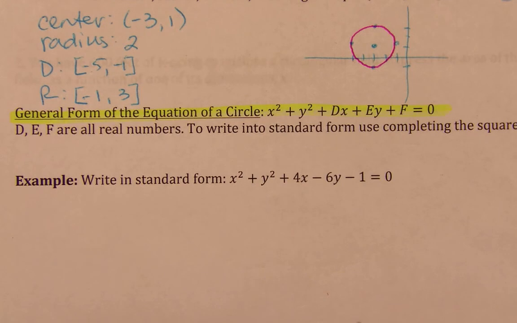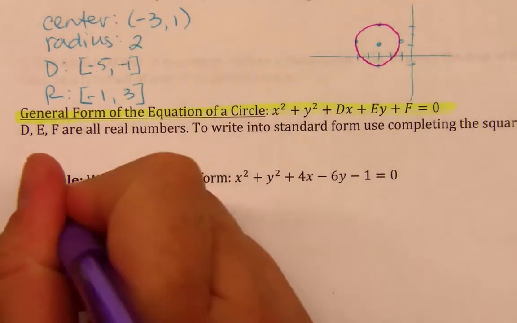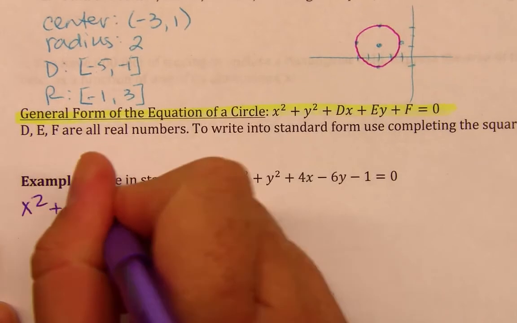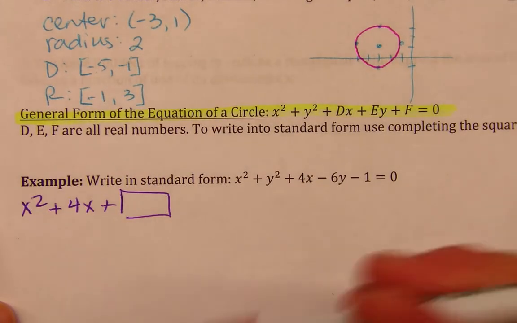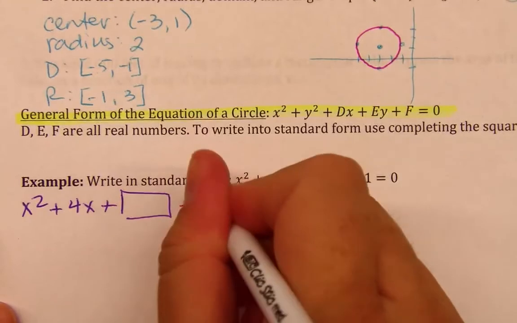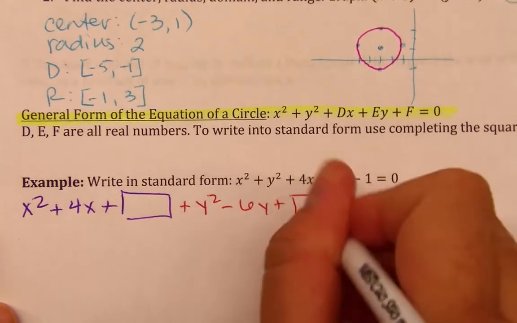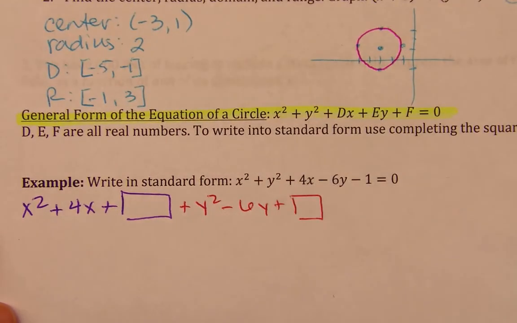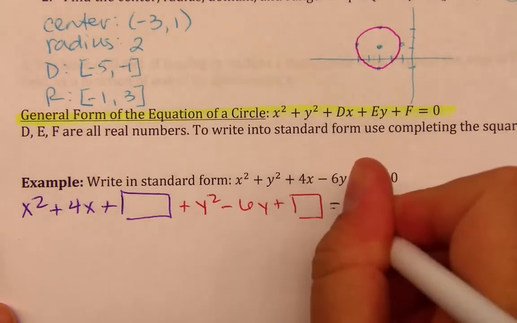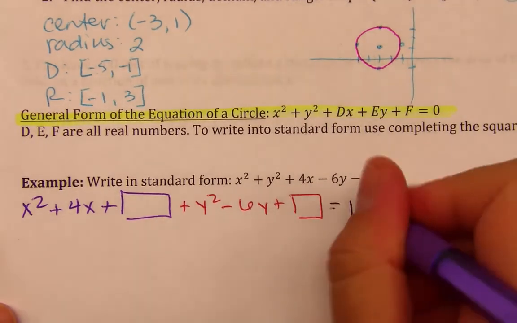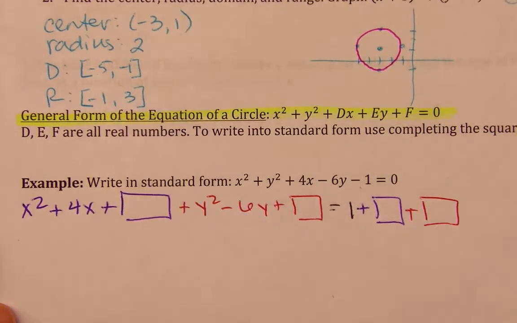And we have x squared, and then I'm going to group the x's together, plus 4x plus something, whatever we do to complete the square. And then we have plus y squared minus 6y plus something in order to complete the square. And adding 1 over to the other side is equal to 1. And then whatever I add to one side, I have to add to the other.